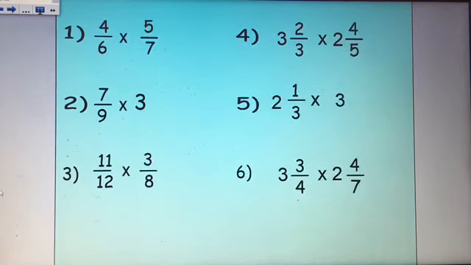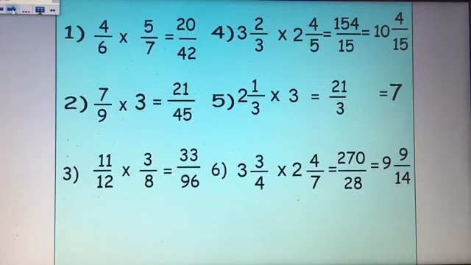Okay, so here's your first lot of questions. You can answer as a fraction or an improper fraction, or if you really want to stretch yourself, you can convert it back to a mixed number and simplify it to its lowest form. So press pause now to have a go at these.